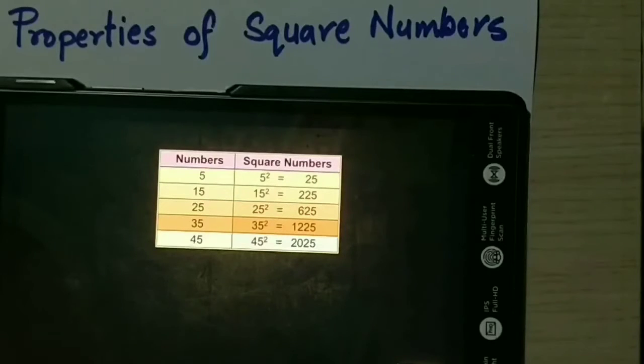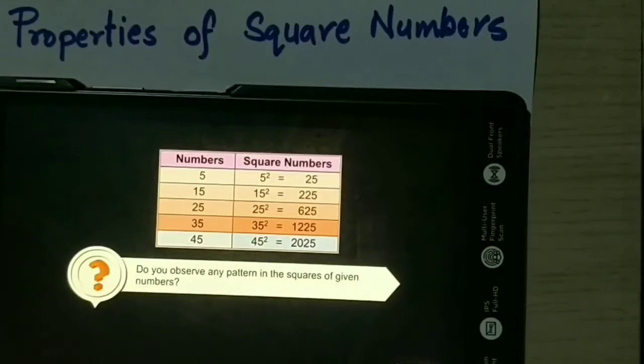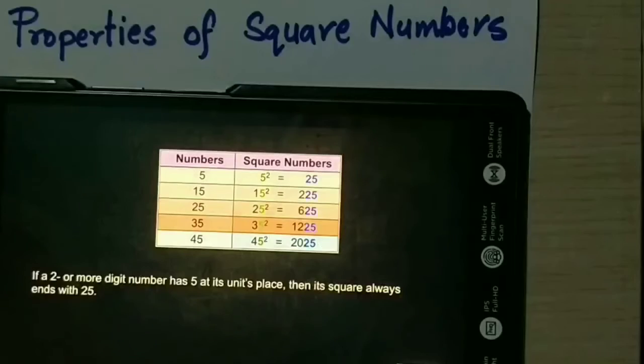See the numbers whose end digit is 5 and their squares. Do you observe any pattern in the squares of the given numbers? If a two or more digit number has 5 at its units place, then its square always ends with 25. Check it with some other numbers.